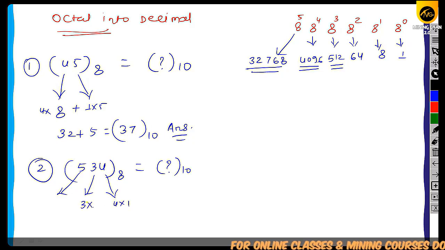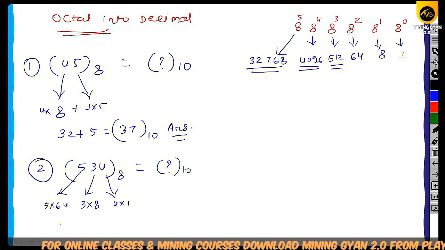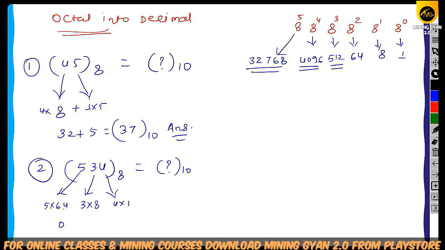So the next one will be 3 into 8, and the third one will be 5 into 64. So 5 into 64 is 320. Then 320 plus 24 plus 4. So the answer will be 348, which is in the form of a decimal number.